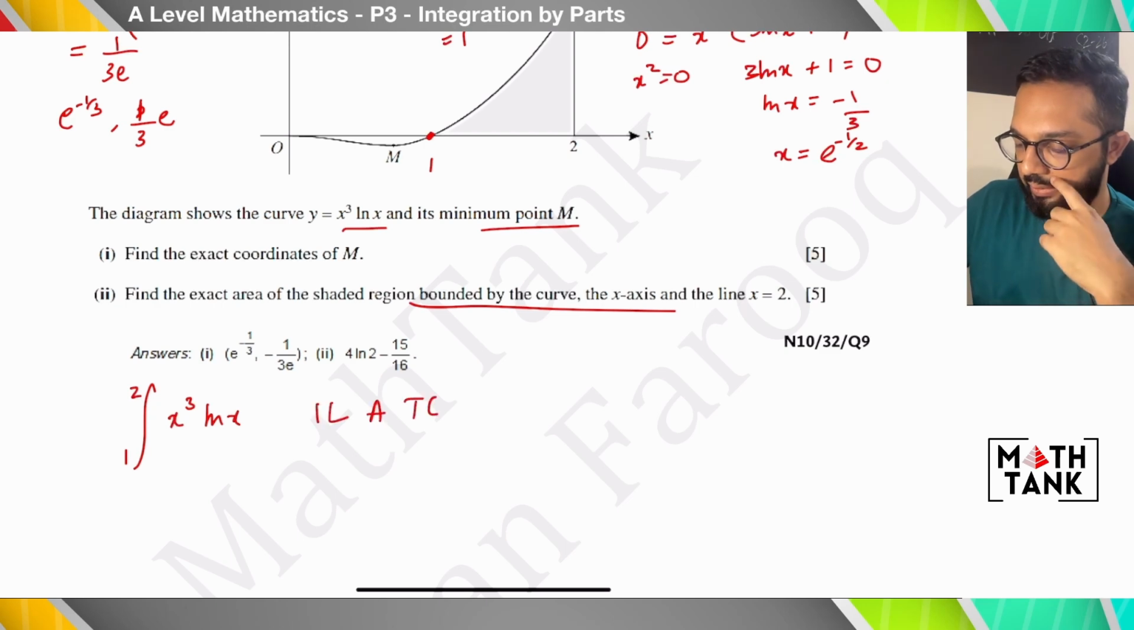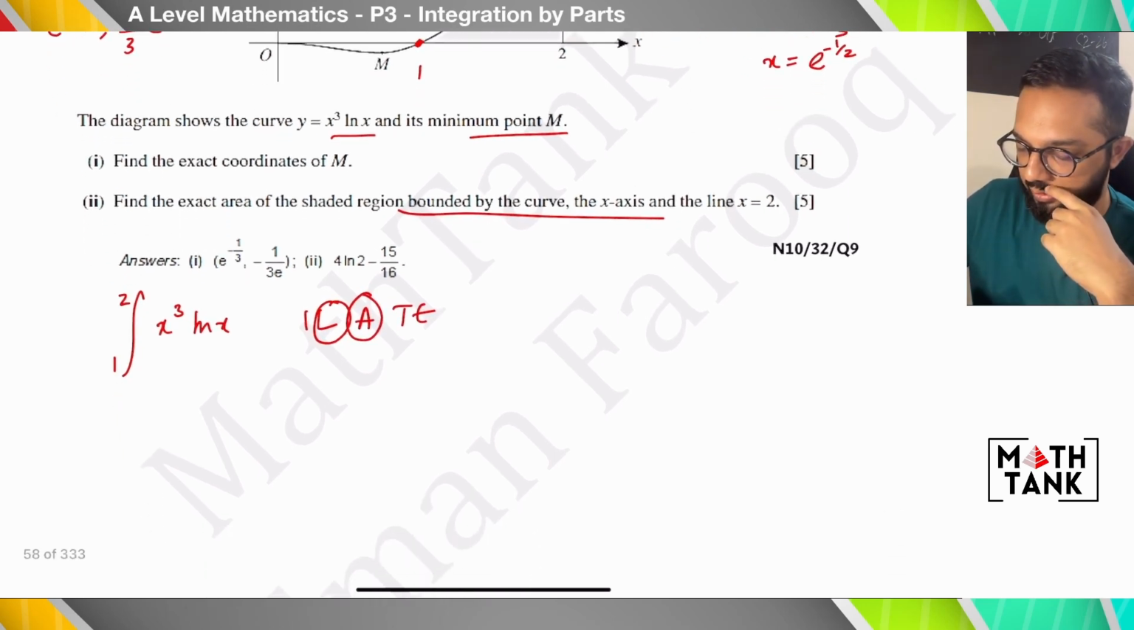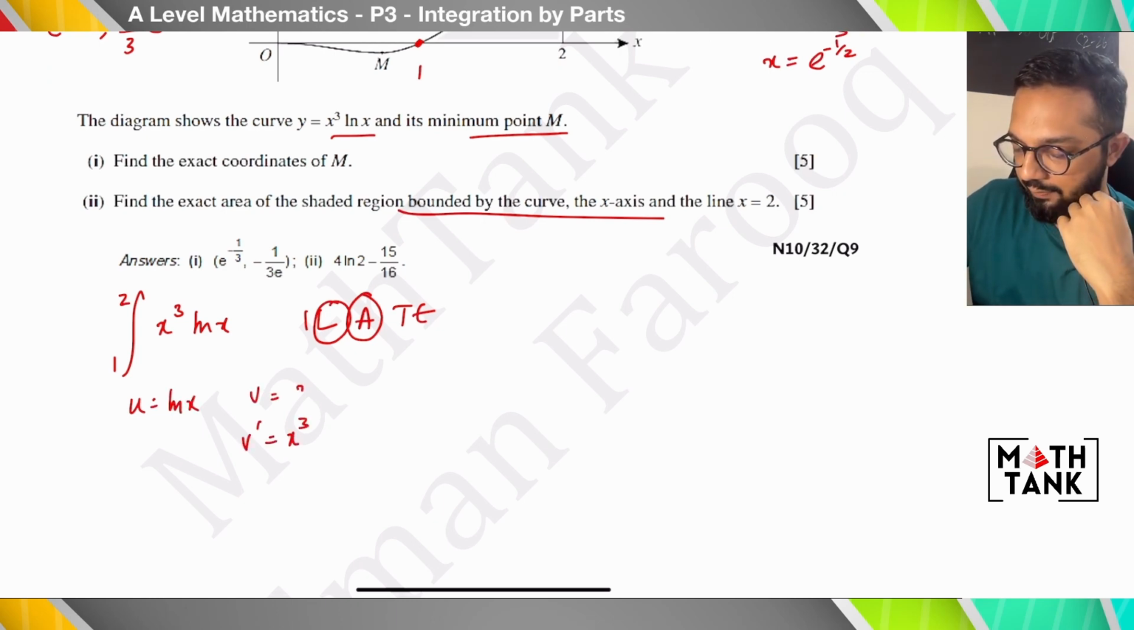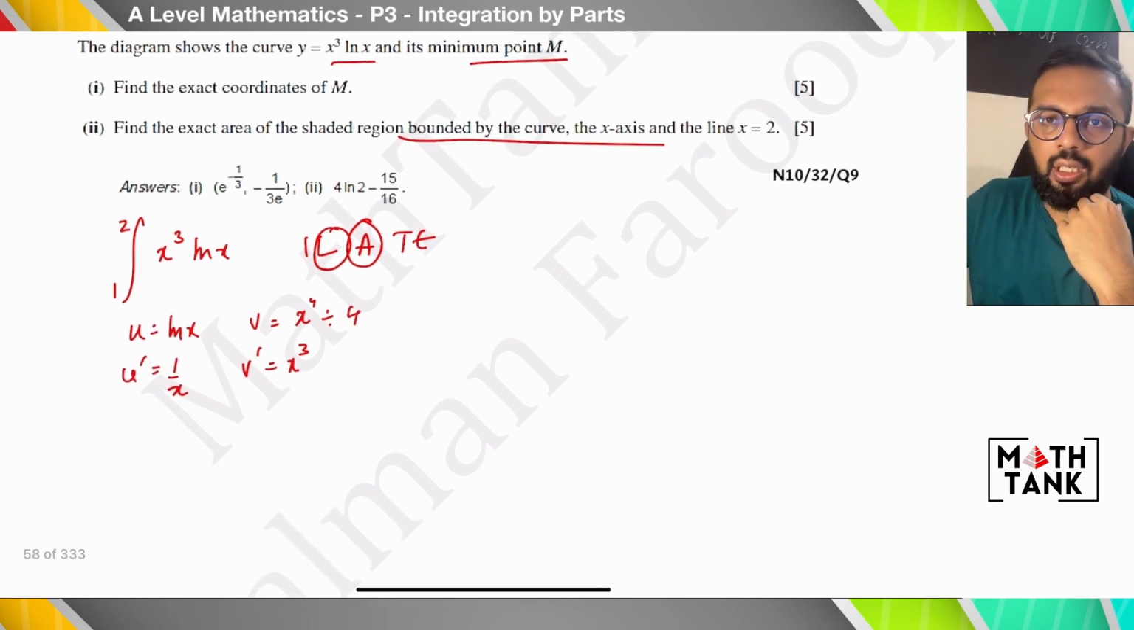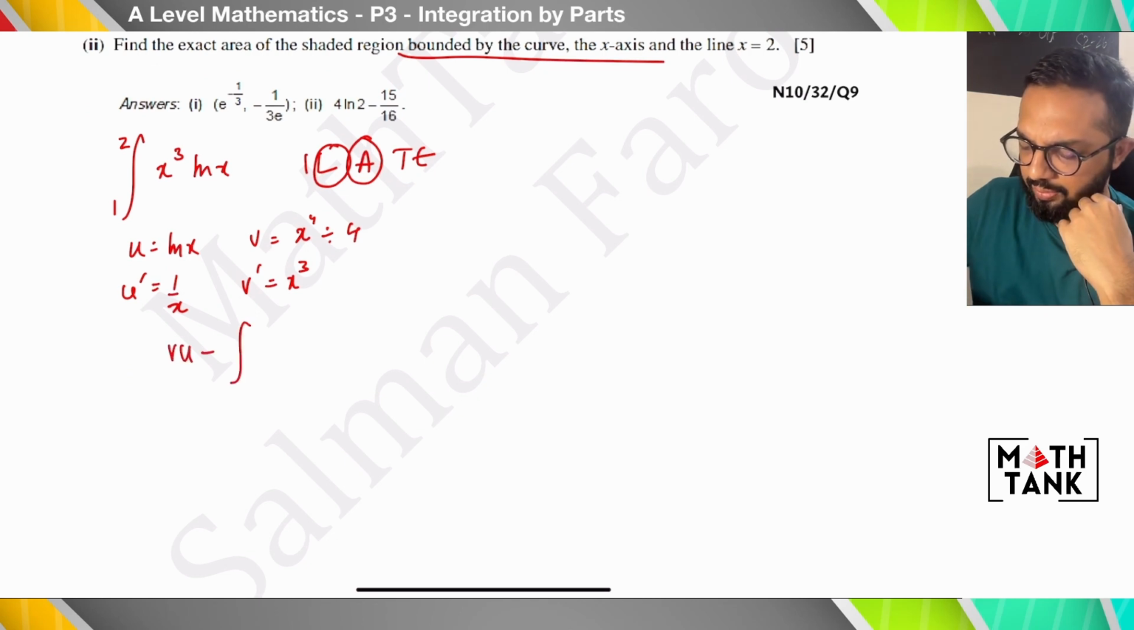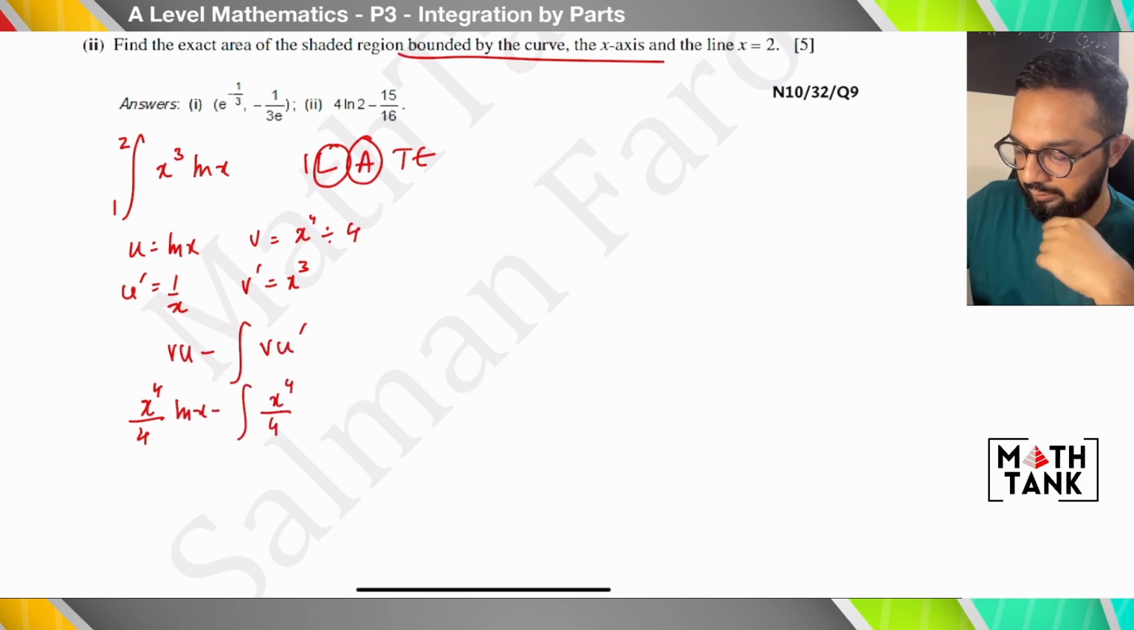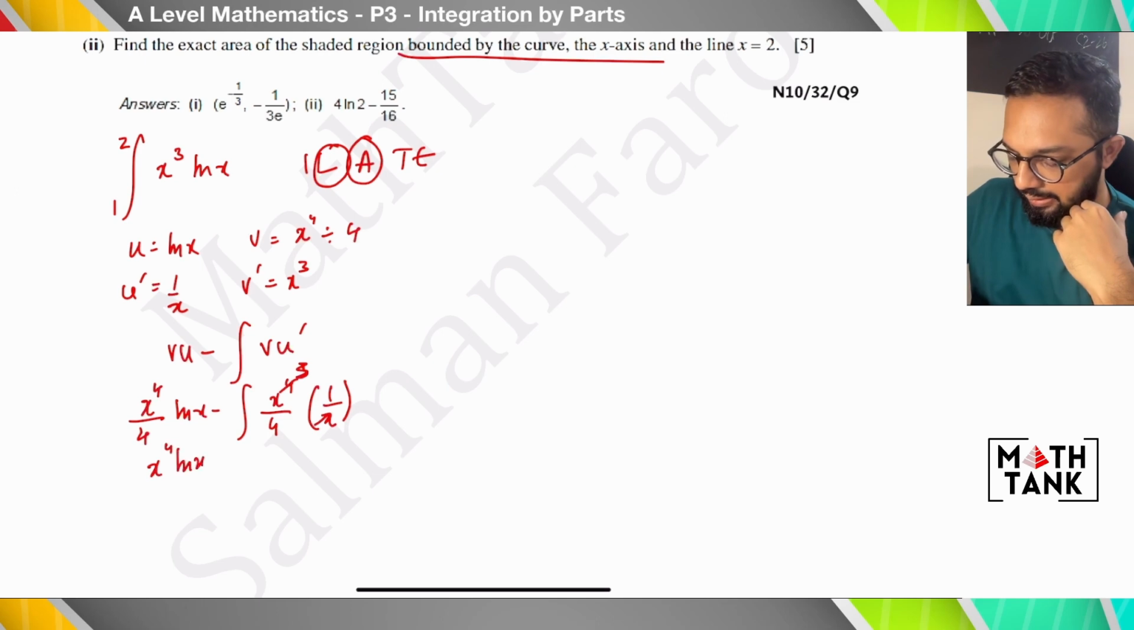Isolate. I have logarithmic, I have algebraic. So u is ln x, v dash is x cubed. v is therefore x power 4 divided by 4. u dash is 1 over x. I think that's a simple question from there. vu minus integration of vu dash. vu. Integrating that again.